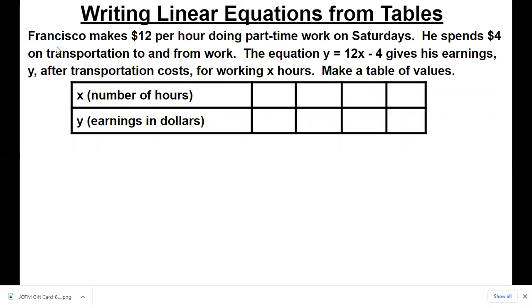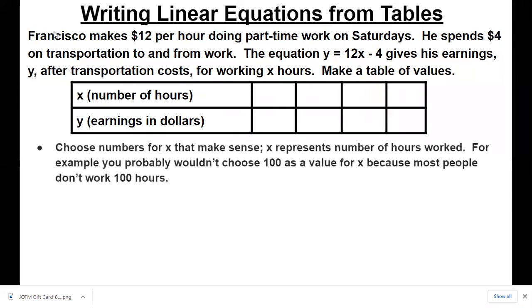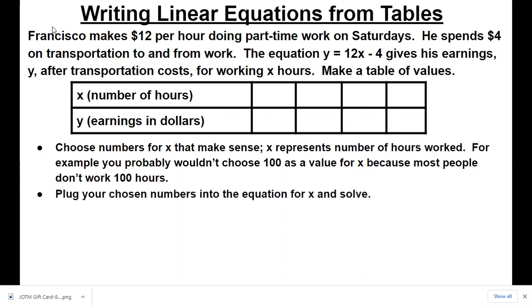x is going to be the number of hours that he's working. y is going to be how much he earns. So we're going to choose numbers that make sense. For example, he probably wouldn't choose 100 because most people don't work 100 hours, right? Unless they're crazy. Okay, so plug your chosen numbers into your equation. So we're going to start with 2. Let's say he worked 2 hours.